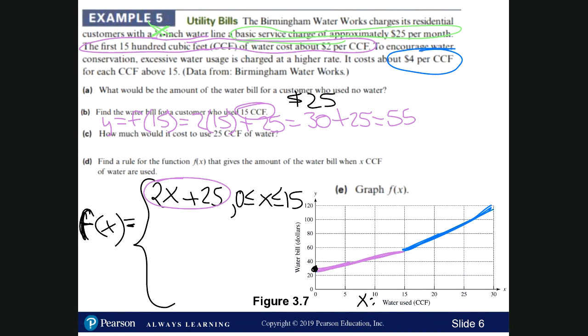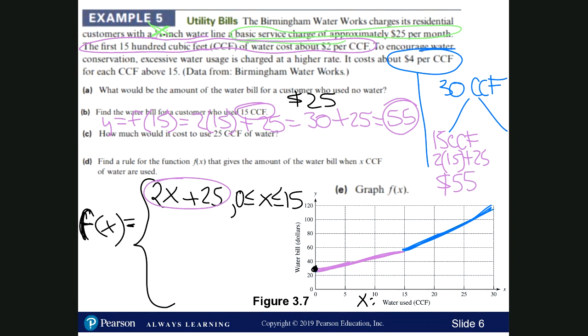Okay, so let's do that. So if I use 30 CCFs, we're going to have this situation where the first 15 will be charged at, and we already have that answer, right? It's right here, 25, because it's 2 times 15 plus the basic service fee. So that was $55, correct? Now, if I consume 30 CCFs, how many more CCFs do I need to pay at $4?